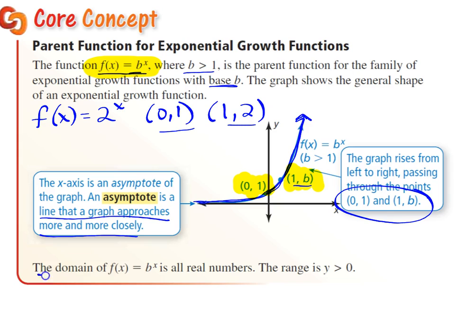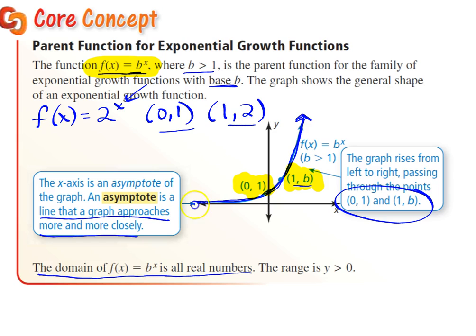Now, the domain for this says it's all real numbers. And we know the domain is the x values, right? So is there any number that it's not okay to plug in as an exponent? We've already been working with negative exponents, they're fine. Fractional exponents, they're fine. We've done regular whole number exponents. Is it okay to have 0 as an exponent? Yes. So any number you want can be plugged in for an exponent.